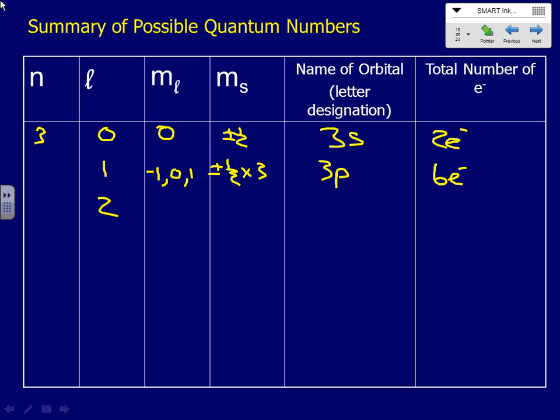And I'm not going to spread this one out, but I think we can get the idea. What are my values for my ML if it's equal to 2? Yep. -2, -1, 0, 1, 2. And I made a mess of that, but you get the idea? Each of those can have plus or minus a half, times 5. There's 5 of those in there. What are these orbitals called?